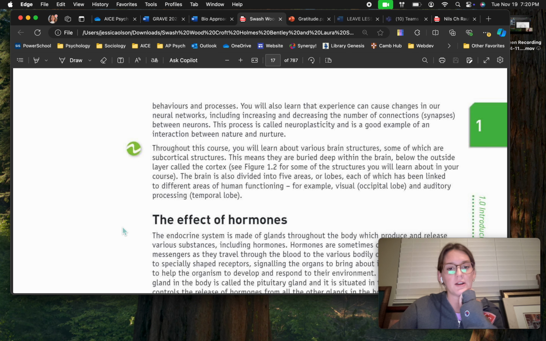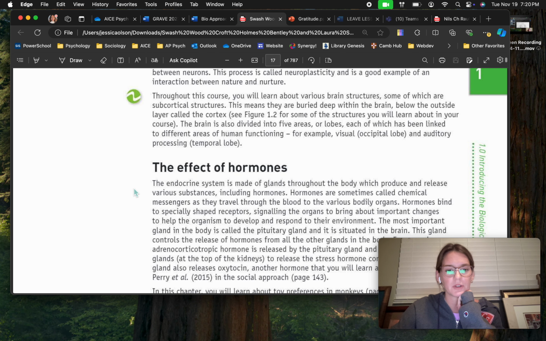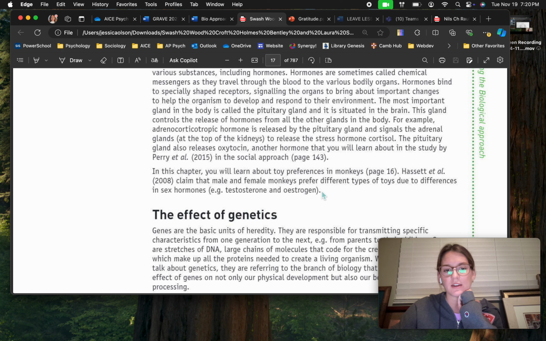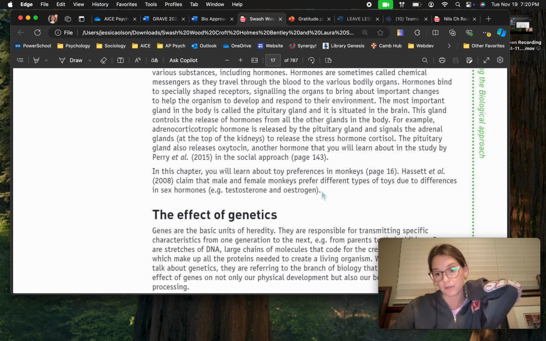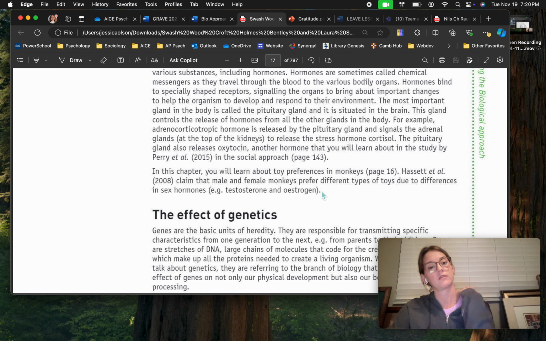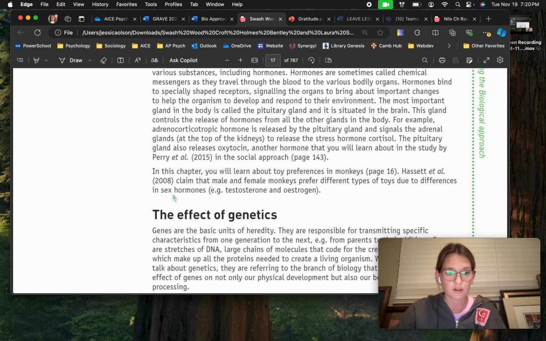But so where are we at? Effects of hormones. So you could say that male and female monkeys did prefer different types of toys due to their differences in their sex hormones. Now, this is based on what the researchers are claiming, but today is all about GRAVES, so we're going to evaluate whether their study actually holds up, is actually valid, reliable, and generalizable.